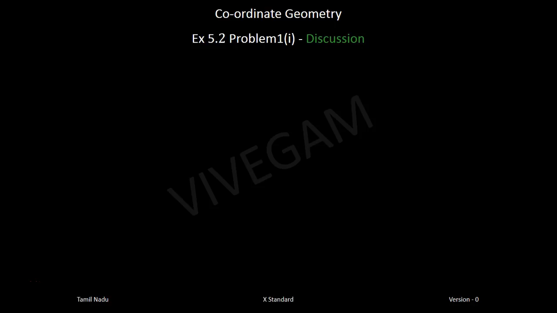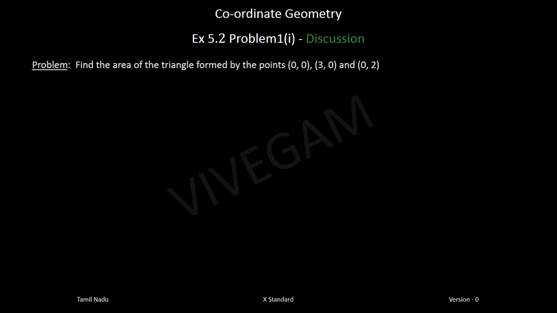Exercise 5.2, Problem 1, Subdivision 1. Let's read the problem. Find the area of the triangle formed by the points (0, 0), (3, 0) and (0, 2). So let's mark what's given in the problem. We are asked to find the area of the triangle.